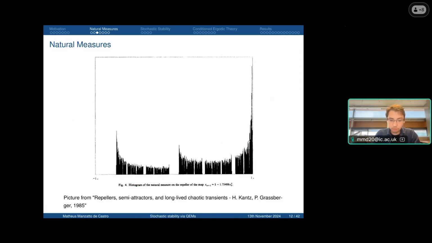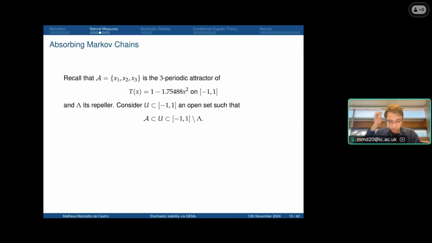So what I will be trying to do now is to propose a slightly different method of obtaining the measure, okay? And the method will be based on Markov chains because they are slightly nicer. They are well behaved. Recall that we have our three-periodic attractor, and we are looking at this quadratic map here. So what we'll be choosing is U, a neighborhood of this attractor. We choose an open set U, which contains the attractor and is contained in the neighborhood of the repeller, okay? And now I will be inducing a Markov chain, which tries to mimic the procedure that they had proposed.